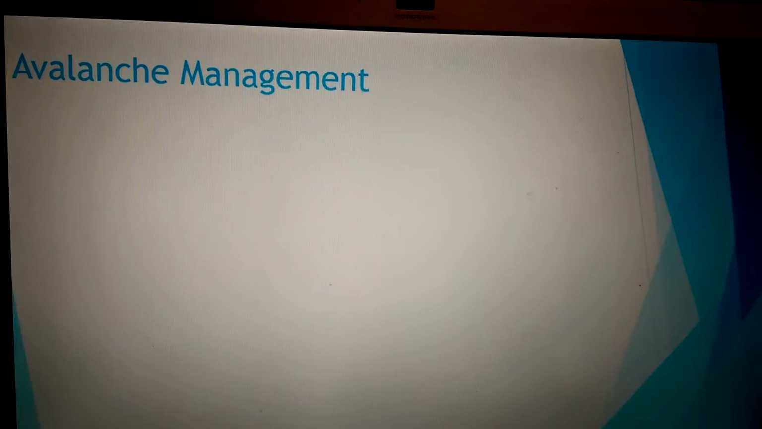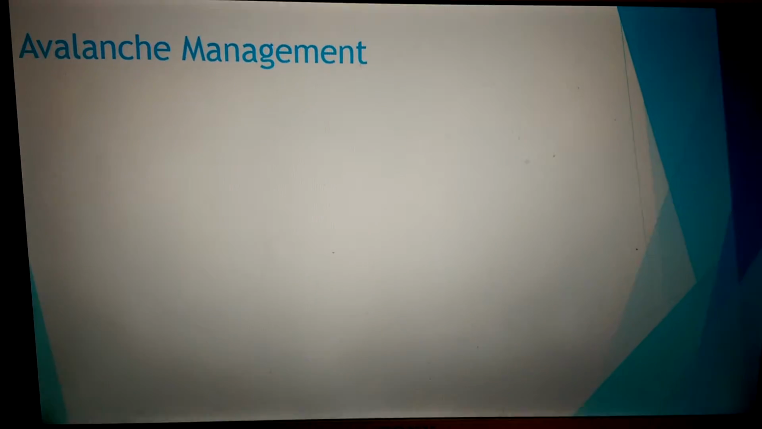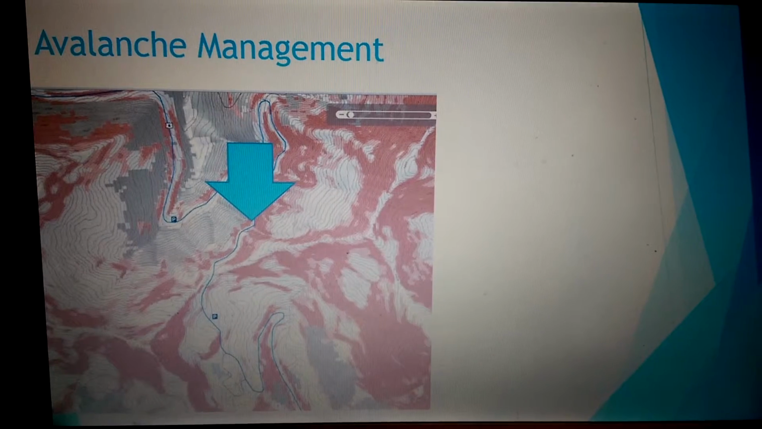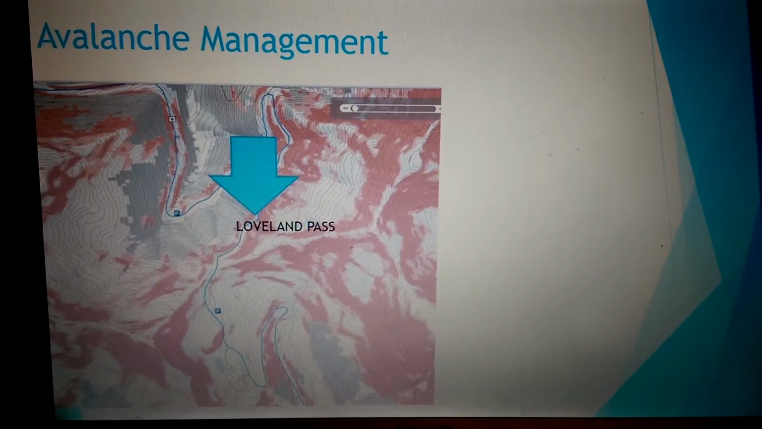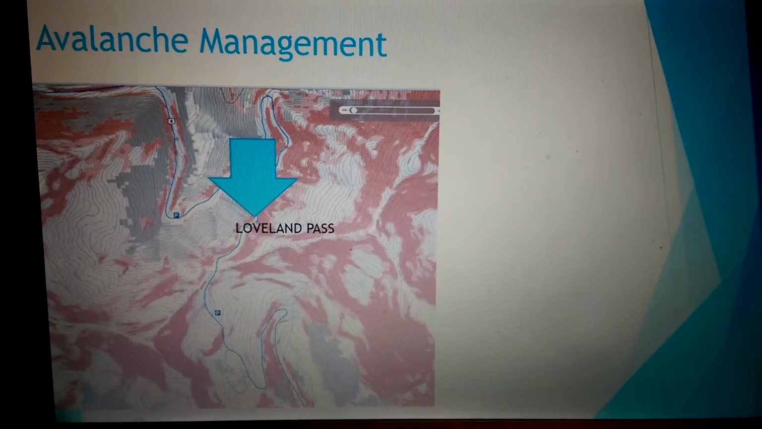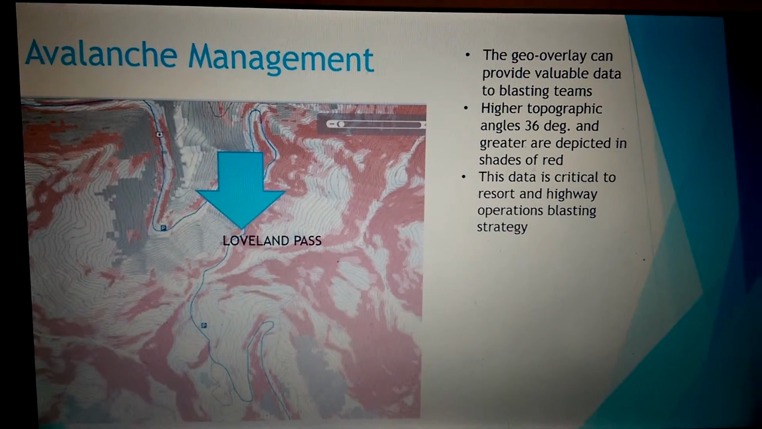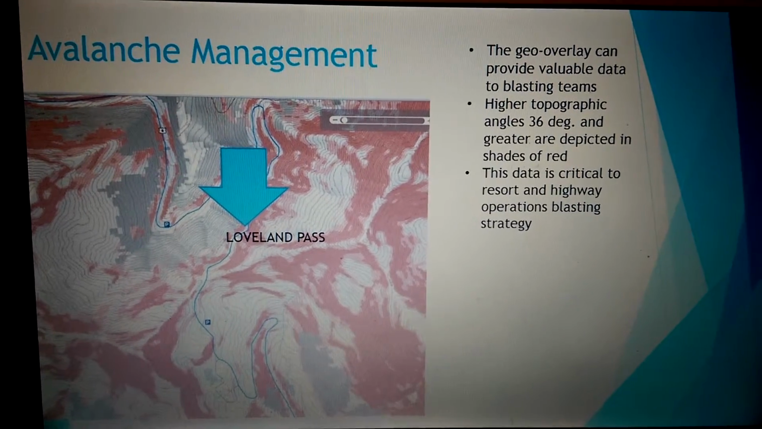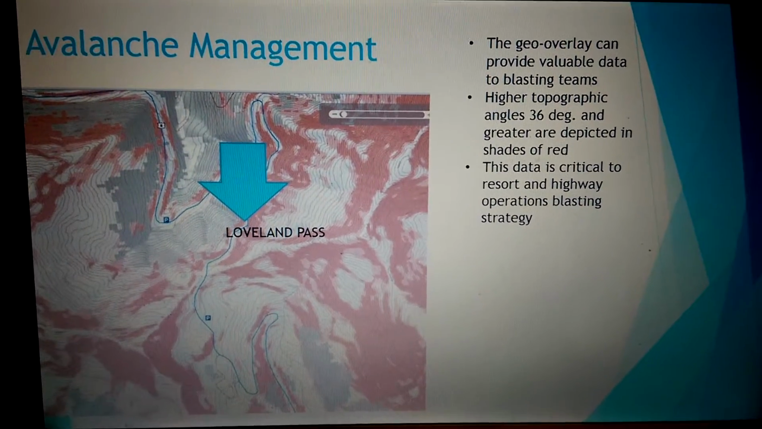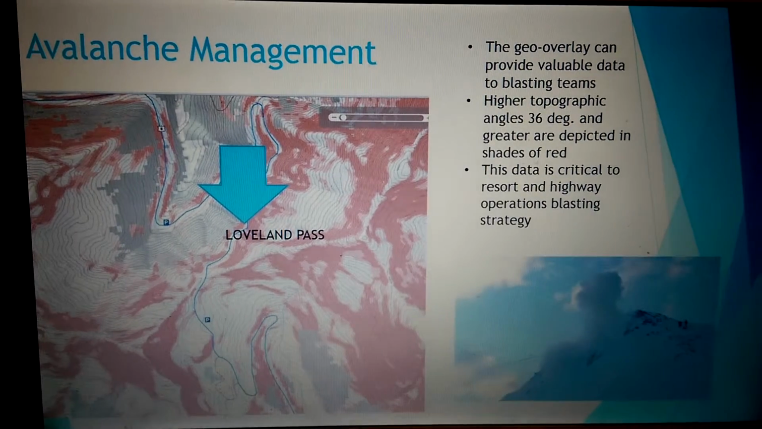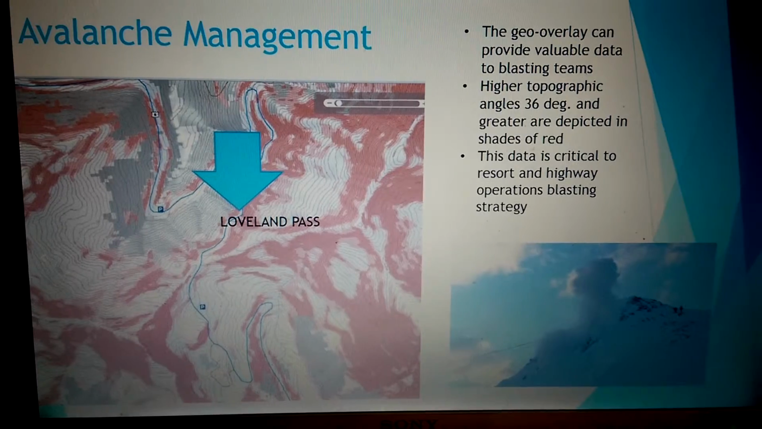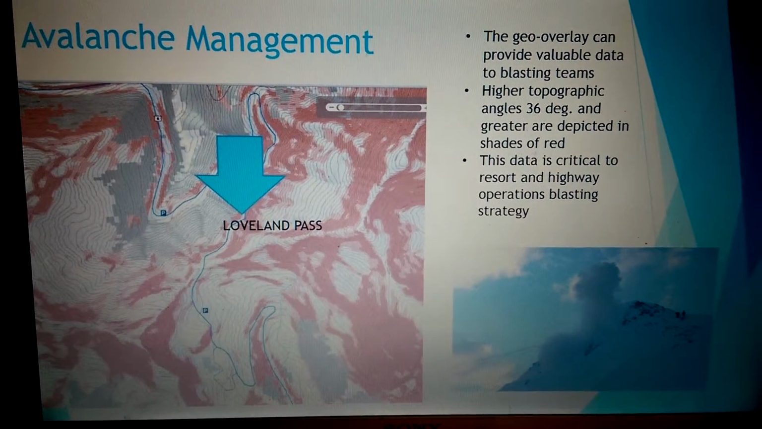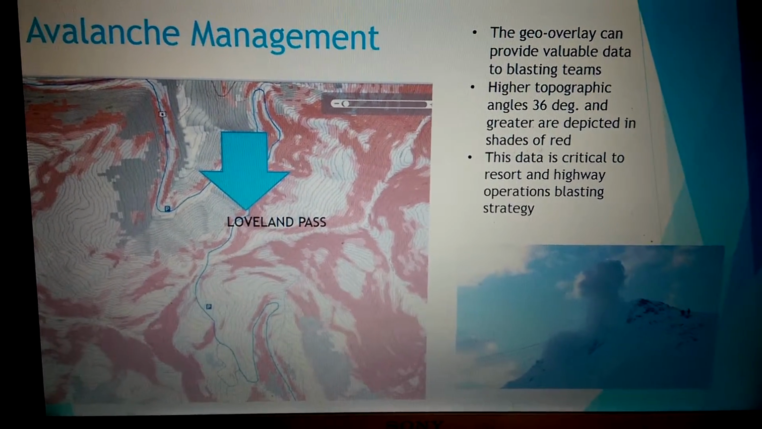Avalanche management is another huge component to mountain operations, whether it's on the highway or somewhere else. Just an example here, we have Loveland Pass, and the areas depicted in red are severe graded areas that have a higher propensity for avalanches. 36 degrees or greater are these red shaded areas, and it's a critical way for blasting teams to identify where they need to go, what they need to hit in order to make sure that people are safe on the roads and people are safe on the mountains.